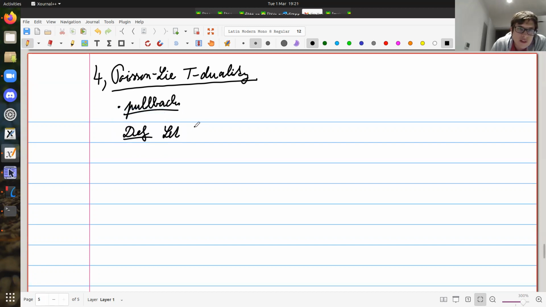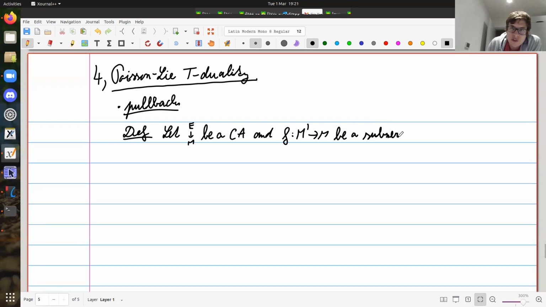Let E over M be a Courant algebroid, any. And let f be a map from M prime to M, so to the base of this thing. And let's suppose for simplicity that it is a surjective submersion. This doesn't have to be true, but let's suppose it.